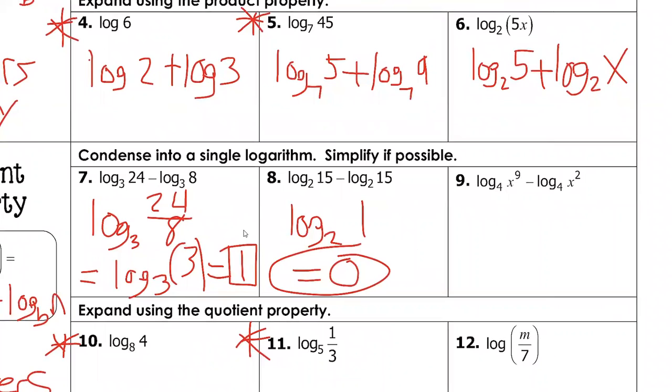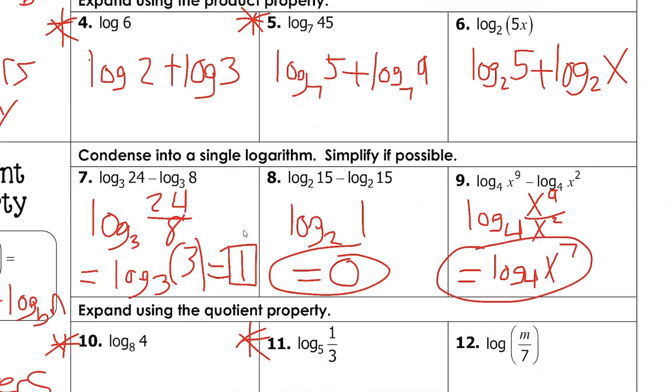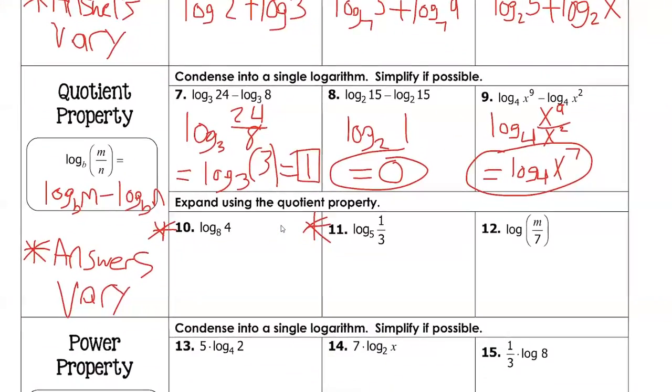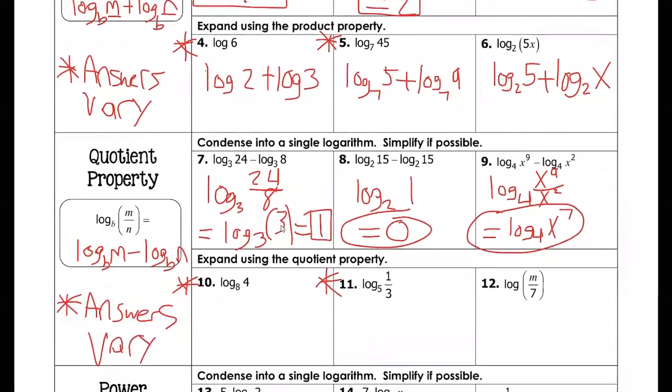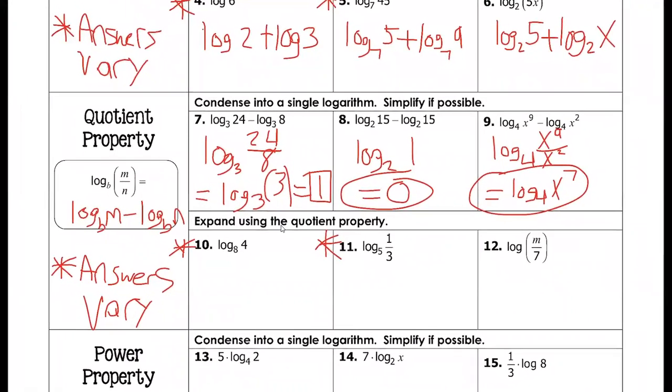Similar idea with number 9, though. You'd have log base 4 of x to the 9th over x squared. So just use your exponent properties. Remember, you subtract the powers when you divide. So that would be x to the 7th. Okay, and then we're also going to expand using this property.